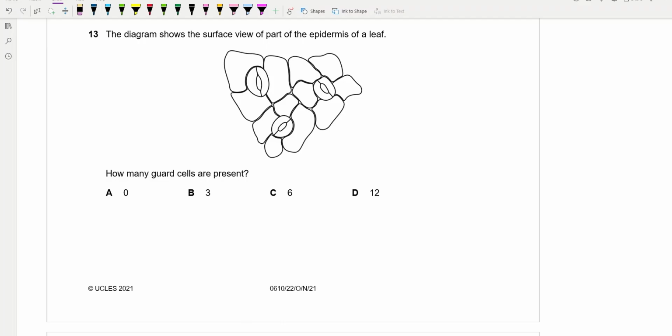Question number 13. The diagram shows the surface view of part of the epidermis of a leaf. How many guard cells are present? We can count the guard cells: 2, 4, and 6. So the answer would be option C, 6 guard cells.